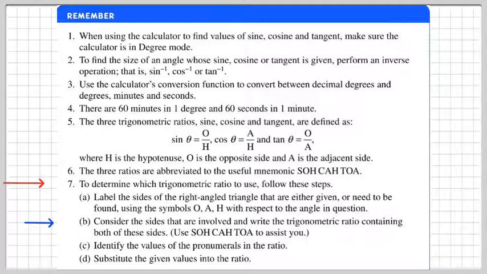This is a great summary, isn't it? Then identify the values of the pronumerals in the ratio, the ones that you have to find, and substitute the given values in the ratio. And Bob is your uncle. Indeed he is, and you're a star.